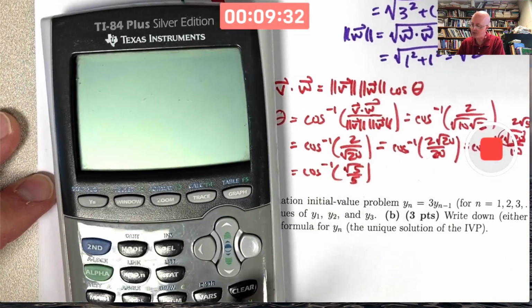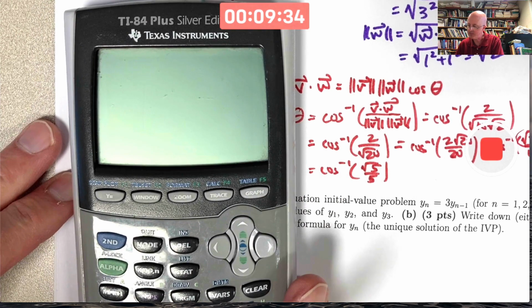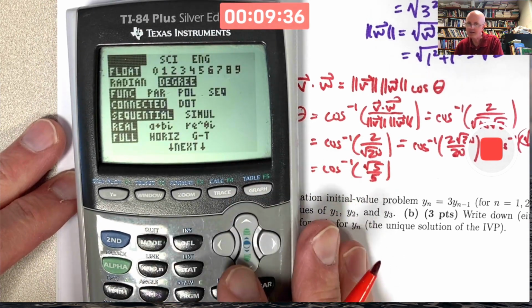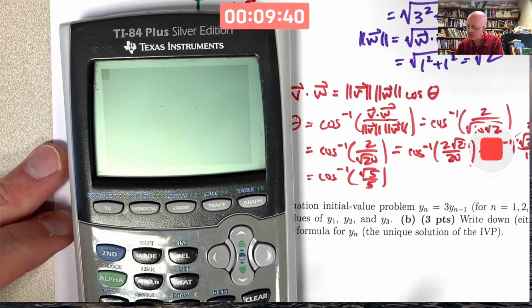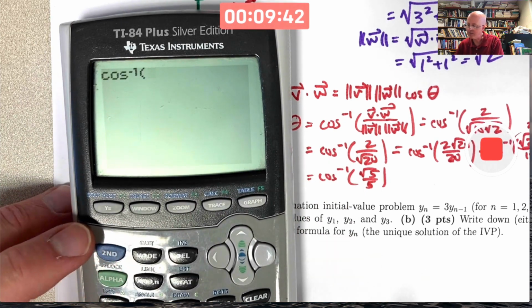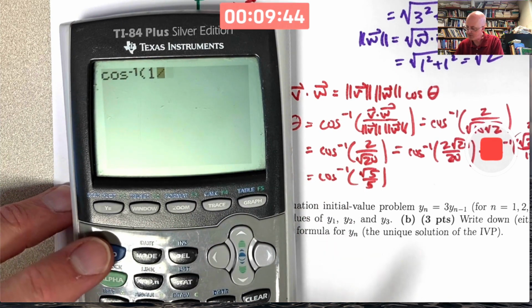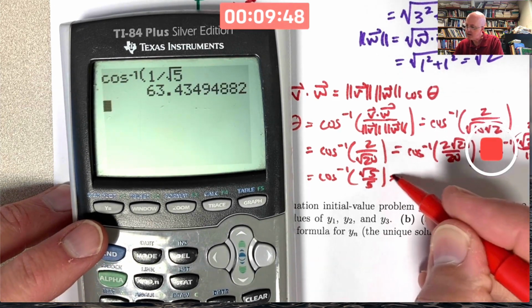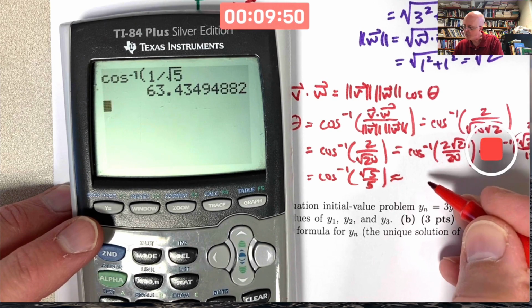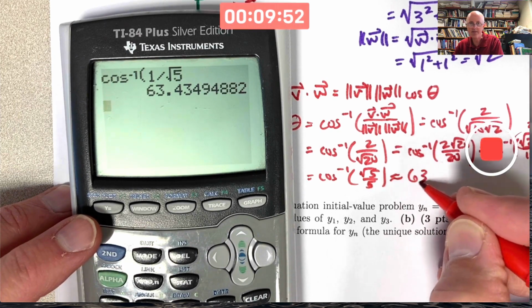Let's go ahead and now approximate this. I think I am in degree mode here already. Yes, I'm in degree mode. We're going to approximate this to the nearest degree. So we do inverse cosine of, I'll just do it as 1 over square root of 5, is about 63.4 degrees. To the nearest degree, that's 63 degrees.